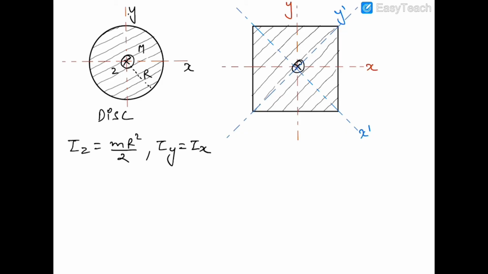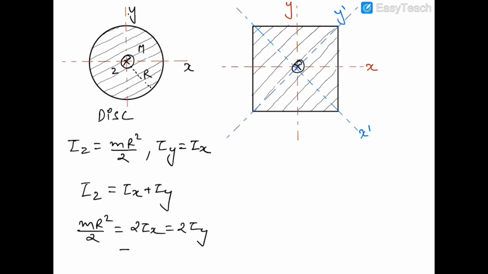So Iz is equal to Ix plus Iy, and therefore Iz is mr square by 2, and that is equal to 2Ix or 2Iy. So Ix is equal to mr square by 4, and that is also equal to Iy. This is the application of the perpendicular axis theorem, and we have calculated the moment of inertia of this disk about the x-axis and y-axis.